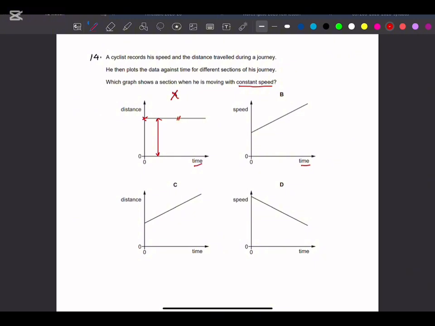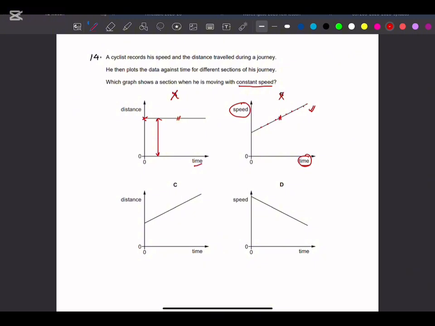Then you have option B, which is a speed time graph. In this case, you know that here you have a constant gradient, a constant slope, and as we have discussed, in a speed time graph the gradient is acceleration. So this is not constant speed. The speed is constantly increasing in this case. So the acceleration is constant in this case. So this is not our answer.